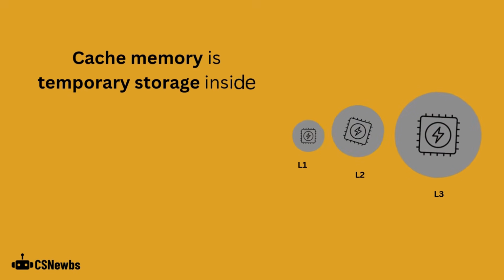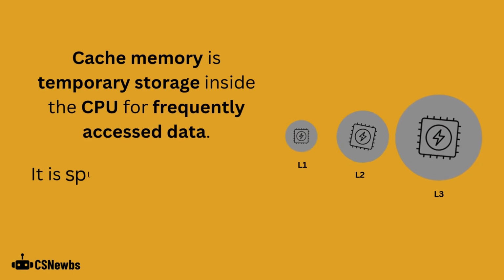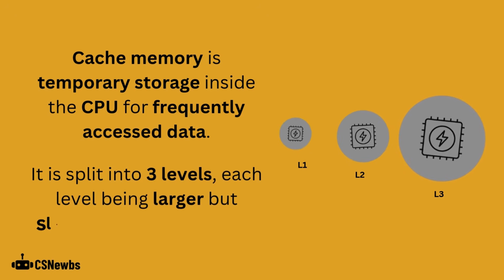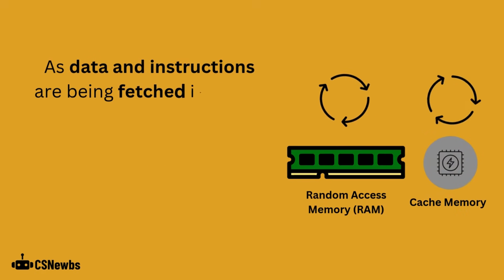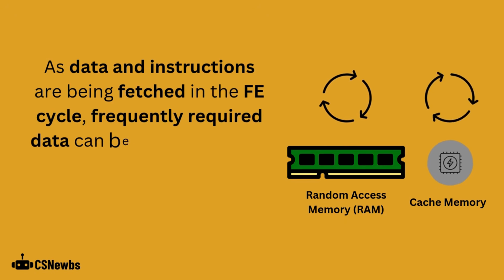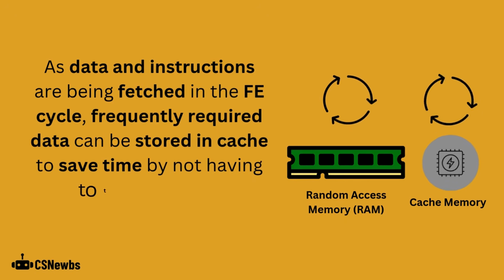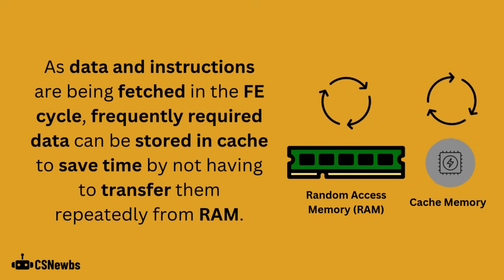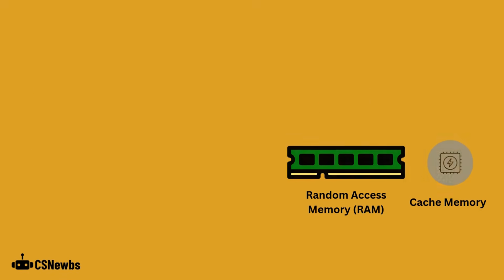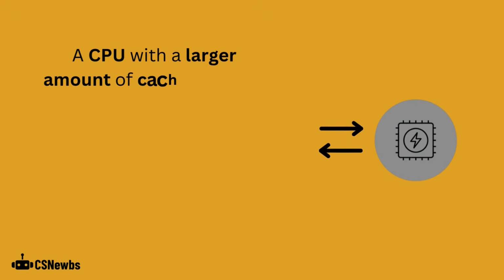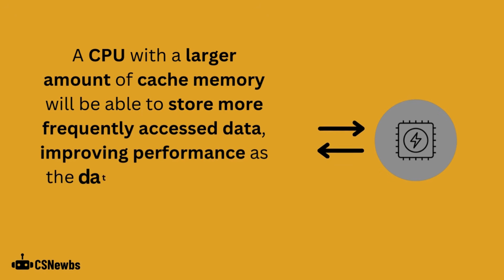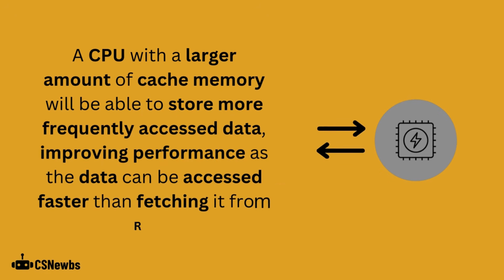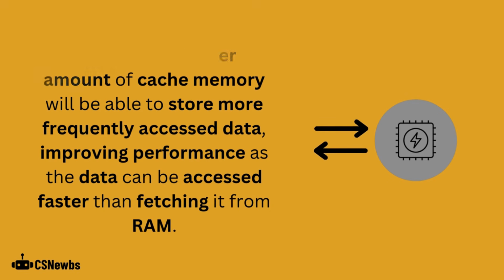Cache memory is temporary storage inside the CPU for frequently accessed data. It is split into 3 levels, each level being larger but slower than the previous. As data and instructions are being fetched in the fetch-execute cycle, frequently required data can be stored in cache to save time by not having to transfer them repeatedly from RAM. A CPU with a larger amount of cache memory will be able to store more frequently accessed data, improving performance as the data can be accessed faster than fetching it from RAM.